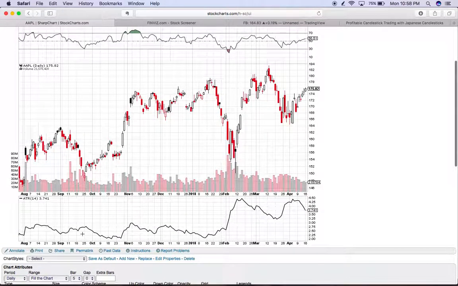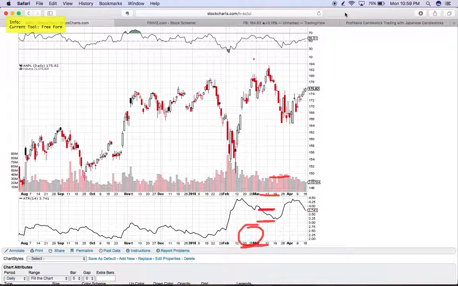You can see it's just a line chart, and it's kind of like a moving average. And the average true range is basically the range that the stock moves in a 14-day period on a daily chart. Now, the daily range can vary. Let me get my pen up here.